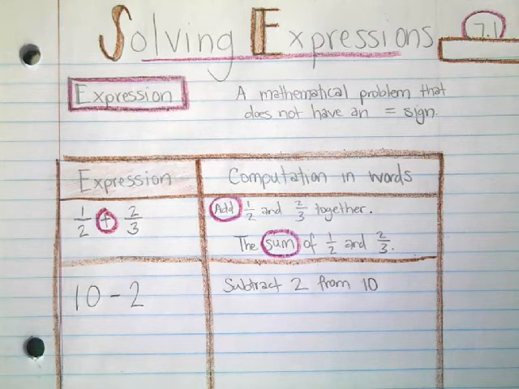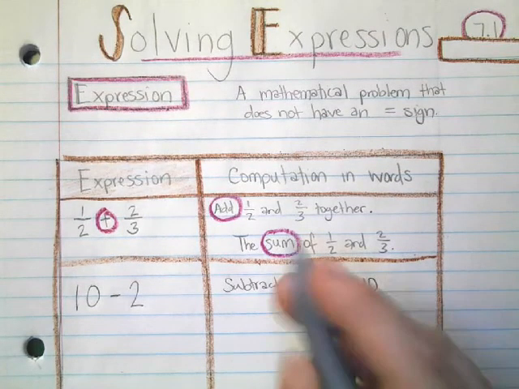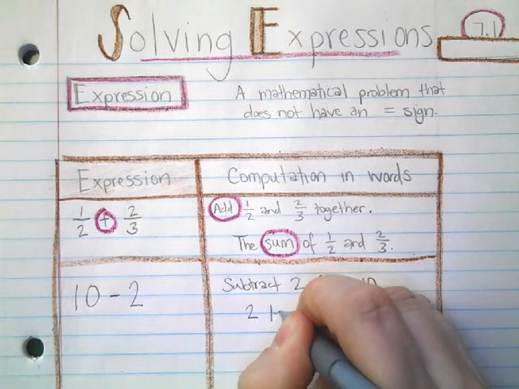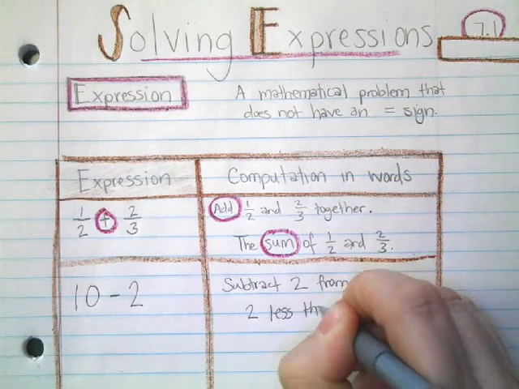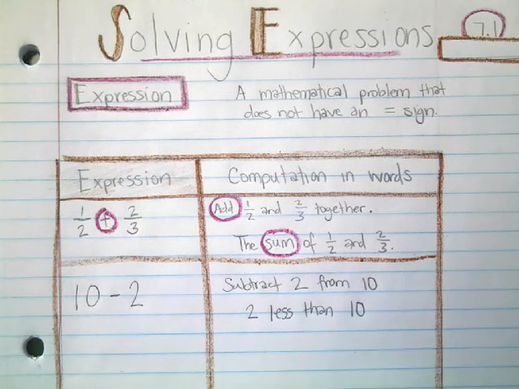That is really a good way to say that. You could also say 2 less than 10. Interesting way to do that, right? Or you could do 2 less than 10. Those are both good examples of how to do this.